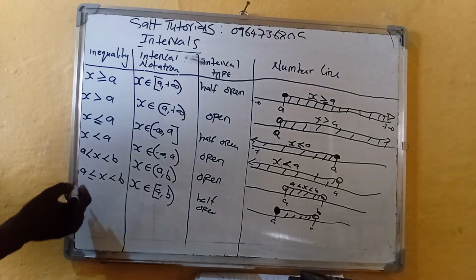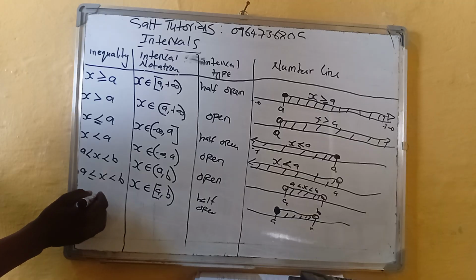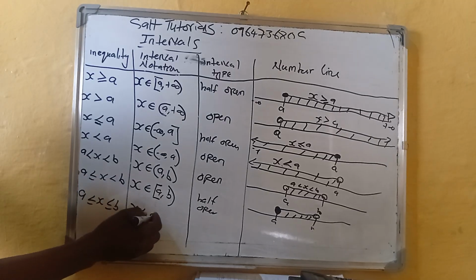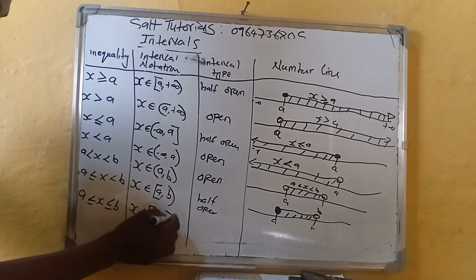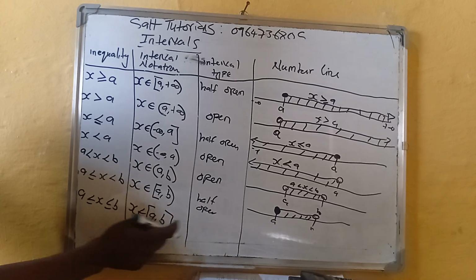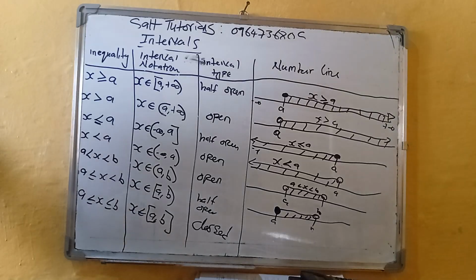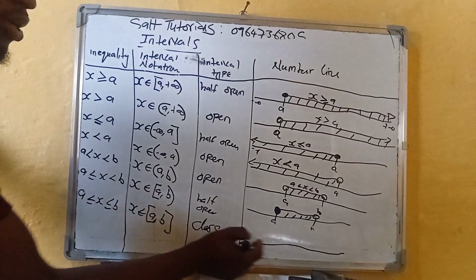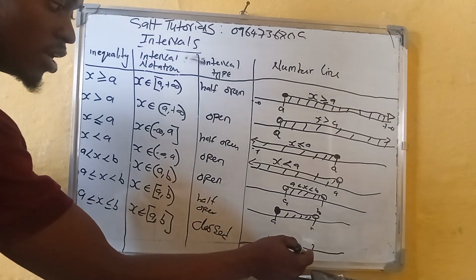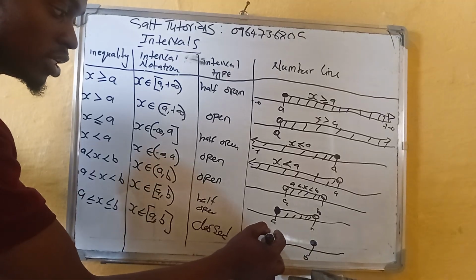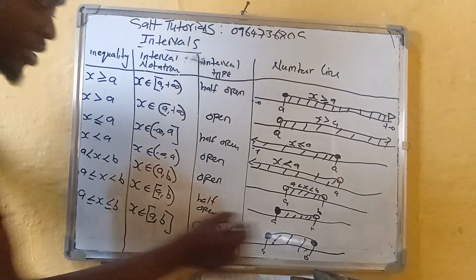So I have a situation whereby it is a less than or equal to x and less than or equal to b. So this means x is a member of a comma b, closed, closed, and this is a what? A closed interval. So it means both bounds will be closed at a and at b. You shade both. So this means this.